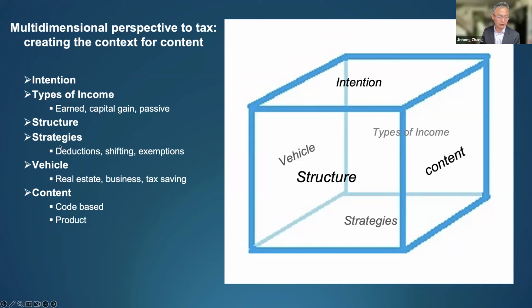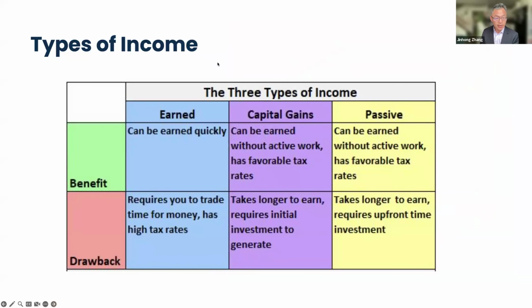The strategies, there are only three strategies: deductions, shifting, and exemptions. And then the vehicles, real estate, business, tax saving, that's how you create wealth. And then the content, really, you want to understand the content inside the context of these five dimensions. This way, it will help you to utilize the content. So three types of income: one is earned income, one is capital gain, and one is passive income.